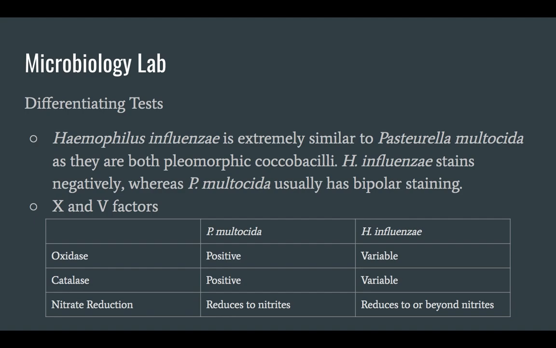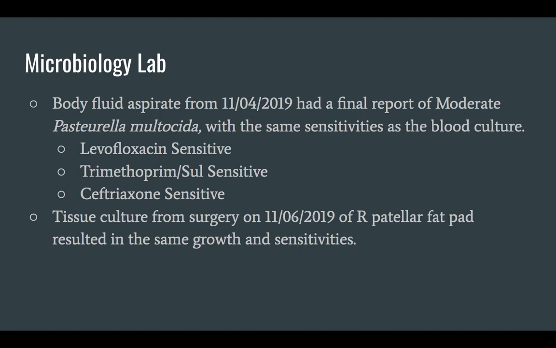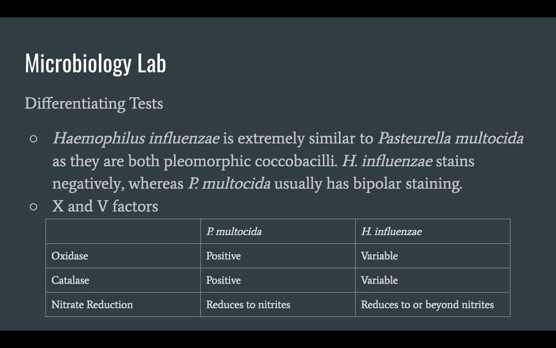and it may or may not be able to reduce nitrates beyond the nitrite form. Another distinguishing factor is that Haemophilus influenzae requires both X and V factors for growth, and Pasteurella does not require these factors, which is one of the main determining factors as to whether it would be Haemophilus influenzae or Pasteurella.